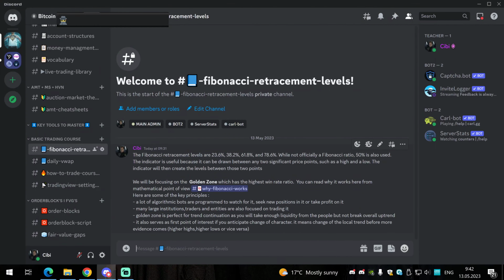So the Fibonacci retracement levels are 23.6, 38.2, 61.8 and 78.6. Also there is an official ratio of 50% that is also used. This indicator is useful because it can be drawn between any two significant price points, such as a high and a low. The indicator will then create the levels between those two points.